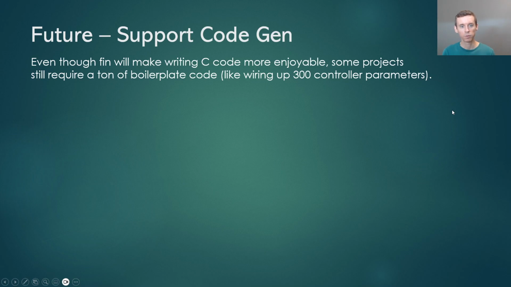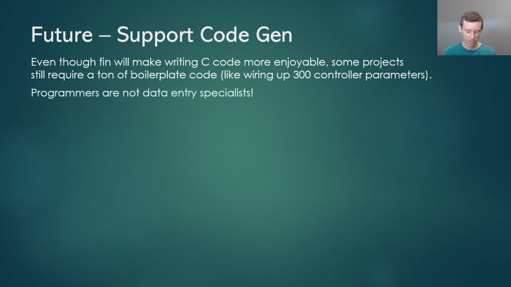So even though Fin will make writing C code more enjoyable and faster, some projects still require a lot of boilerplate. Like some of the controllers that I work on, for a combine or something like that, sometimes we have 300 different controller parameters, and that's just a lot of code. Hand wiring all of that up sometimes feels like you're a data entry specialist. I'm not a programmer anymore. I'm just a monkey that connects the dots between all these stupid parameters and all the stupid things that support the parameters and all the stupid things that use the parameters for data logging and all that kind of stuff.